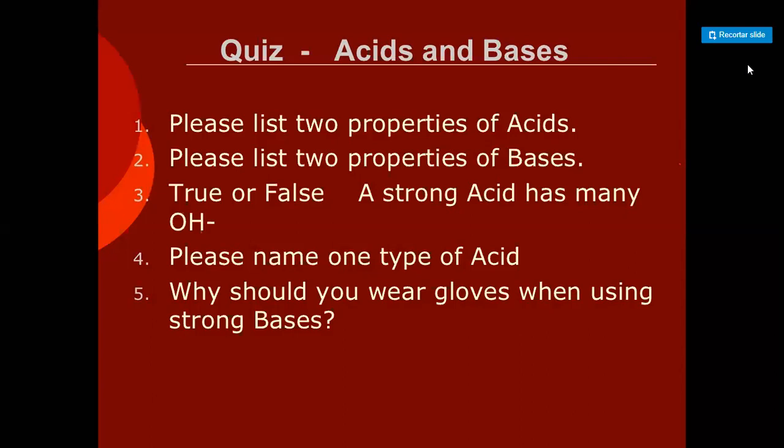Excuse me, ma'am, can you please repeat the fourth question? Please list two properties of acids. You're able to see the screen, right? Ma'am, the fourth question you told us to modify. Please name one type of strong acid and one type of weak acid. Got it? Yes, ma'am.